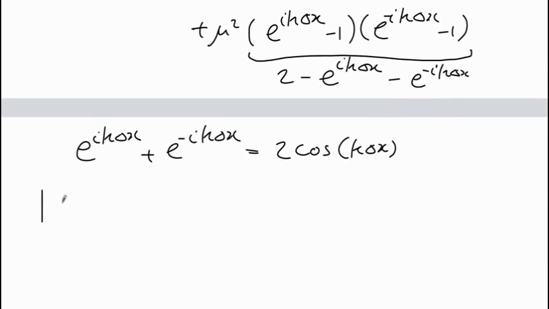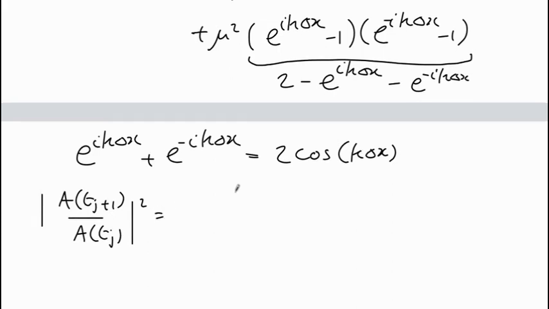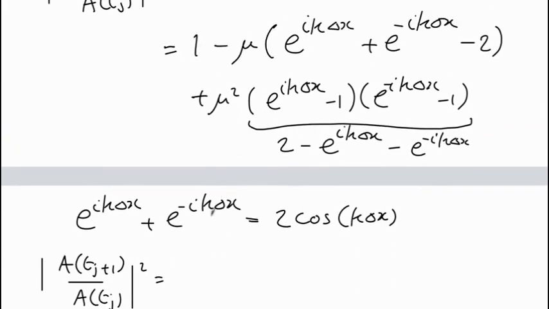And so we can just write that mod A_j here, mod squared, and here we just group together, so we have a 1 minus, and then we have a mu and a minus mu, and then a minus mu squared, so here we get a mu plus mu squared times this. This was a 2 cos k delta x minus 2. And so we just take the factor of 2 outside, and then we have a cos k delta x minus 1.